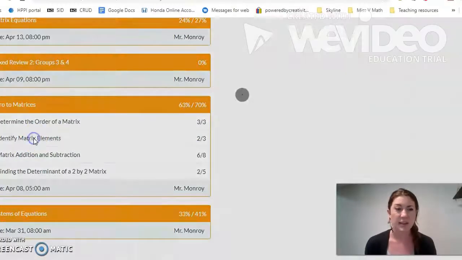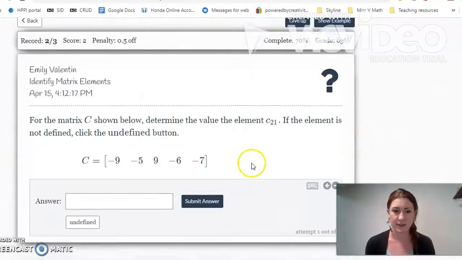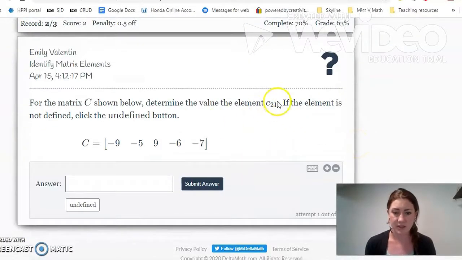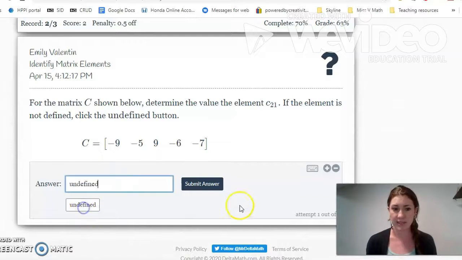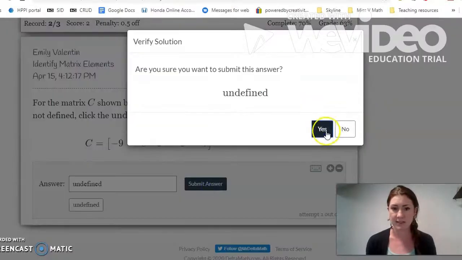Let's look at one where we identify the matrix elements. So the elements are written with the row first and then the column. So this would be the element that's in the second row and the first column. Well, we have a problem here because this matrix only has one row. So this is undefined, does not exist.